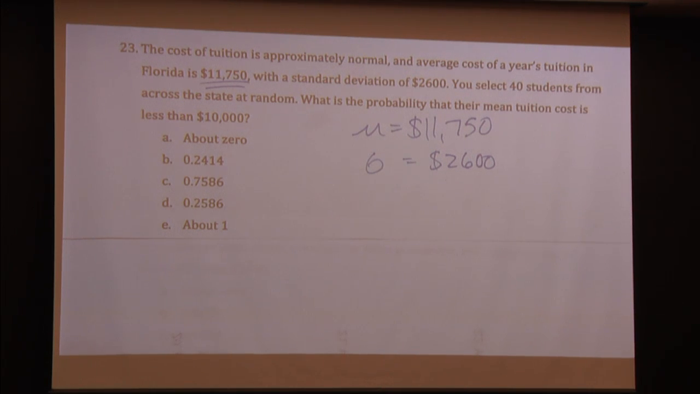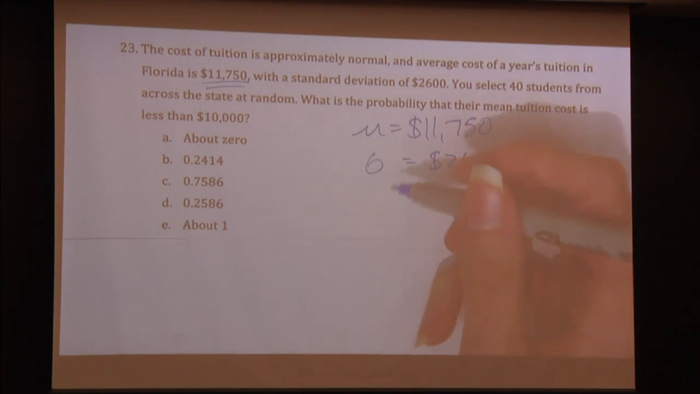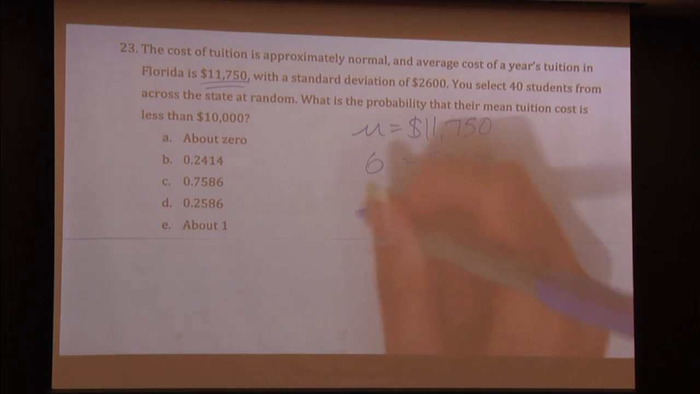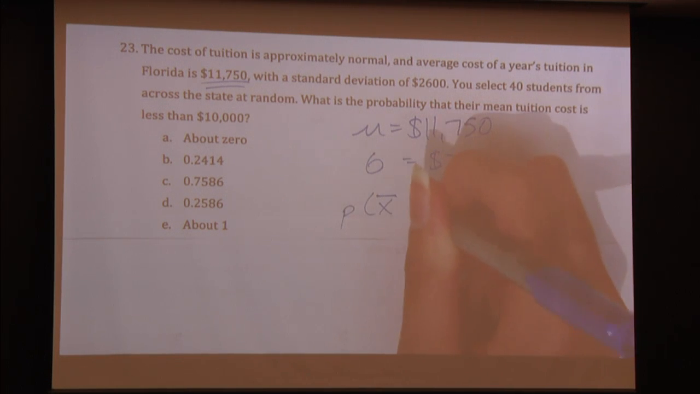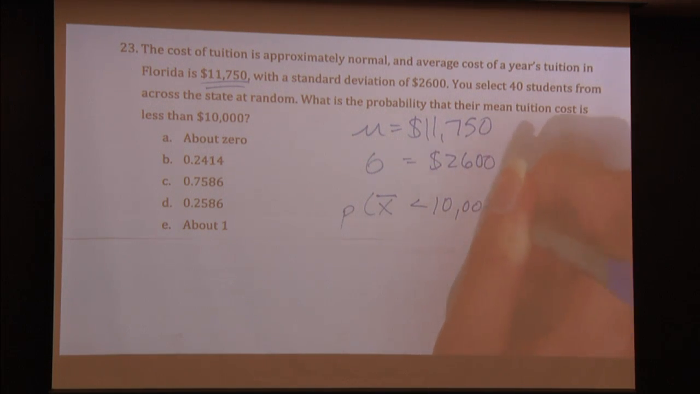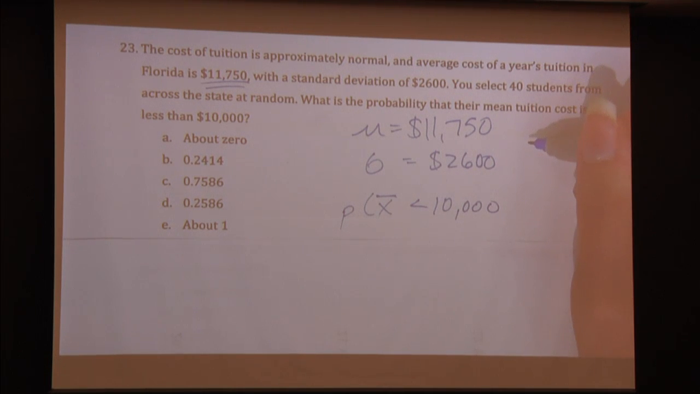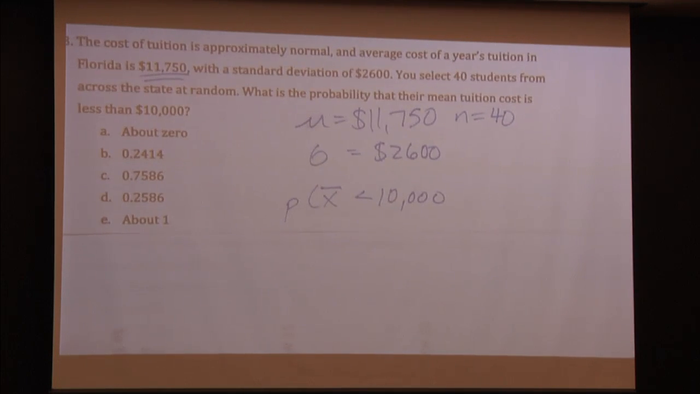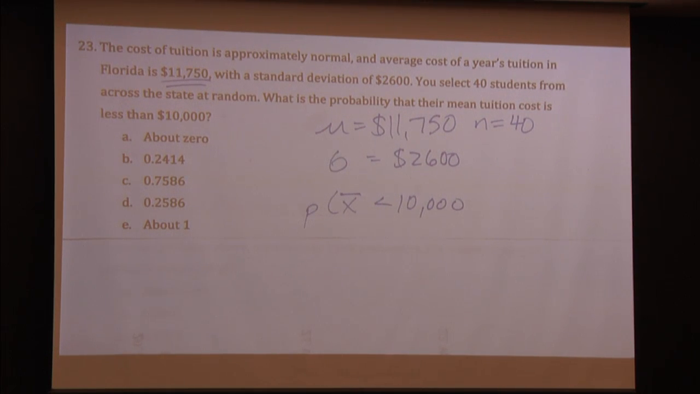So what does that less than 10,000 represent? What variable? So x bar. We want to know the probability that our x bar is less than 10,000. What does the 40 represent? What variable? So our n equals 40, our sample size. So what's our next step? Now that we've defined our variables and we know what probability we want to find, how do we go about finding it?